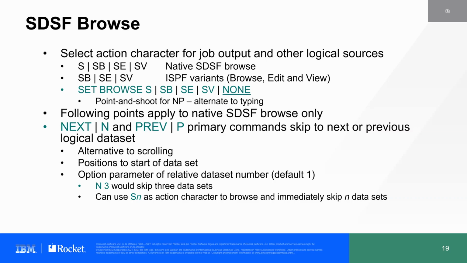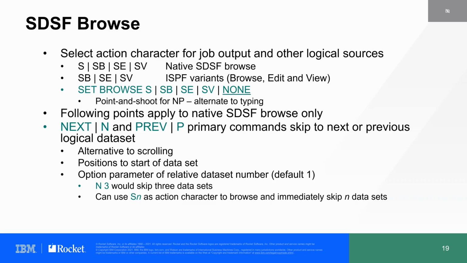One of the handiest things here is the NEXT and PREVIOUS primary commands to skip to the next logical sysout dataset. As you're probably aware, when a batch job runs, you'll get at least 3 system datasets at the top of your job, JES message log and things like that. And then you get all the individual DDs that were written to by the various job steps. If you just select a job with an S, you'll be taken into an SDSF browse session, and that is actually a logical concatenation of all those sysout datasets.